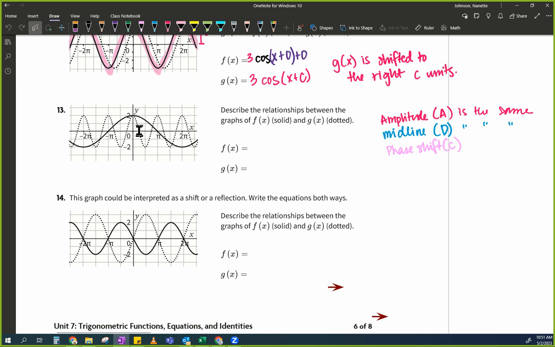So this is the same. And I think it's a matter of efficiency for me, because if I keep the phase shift the same, then there's only one variable that I need to talk about. So the only one that's being changed is B. So B is the only difference.